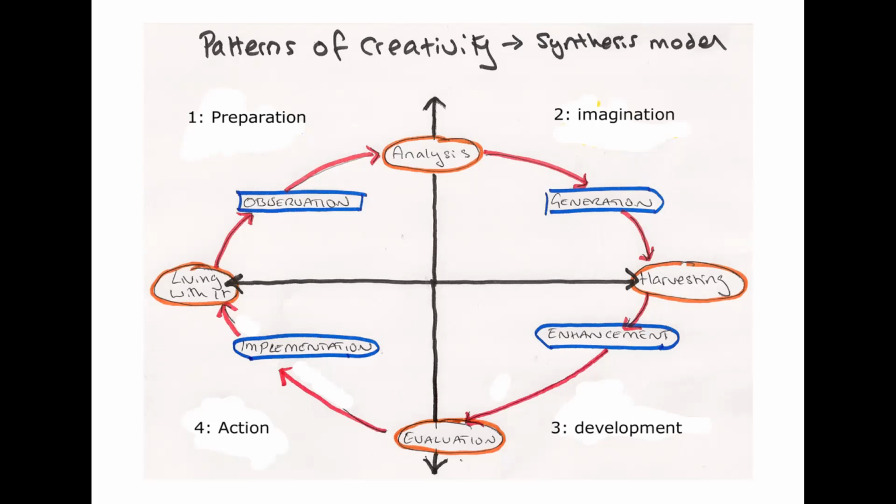the available materials that we have. We're now going to generate ideas, and then start sifting through those ideas, harvesting them, picking out the ones that look the most important. So we've gone from experiencing it, to thinking about it analytically, and then generating ideas, picking out the best ones, fine-tuning them. Look at these four stages: preparation, imagination, development, action.